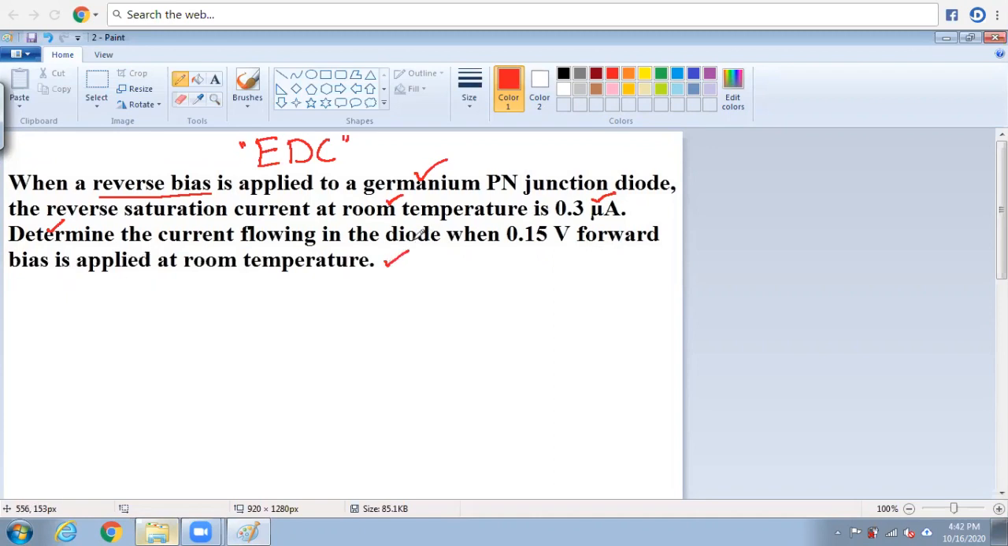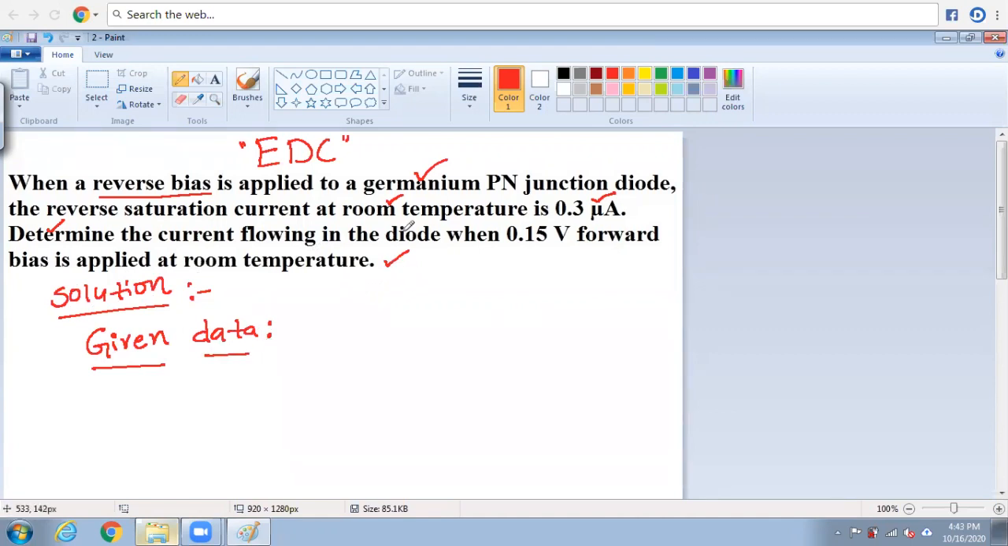Before going to start this problem, you have to compulsorily mention some headings. The first heading is the solution. The second heading is given data. Whatever the examiner has given in the problem, you have to mention clearly in this solution part. Now this is the given data.